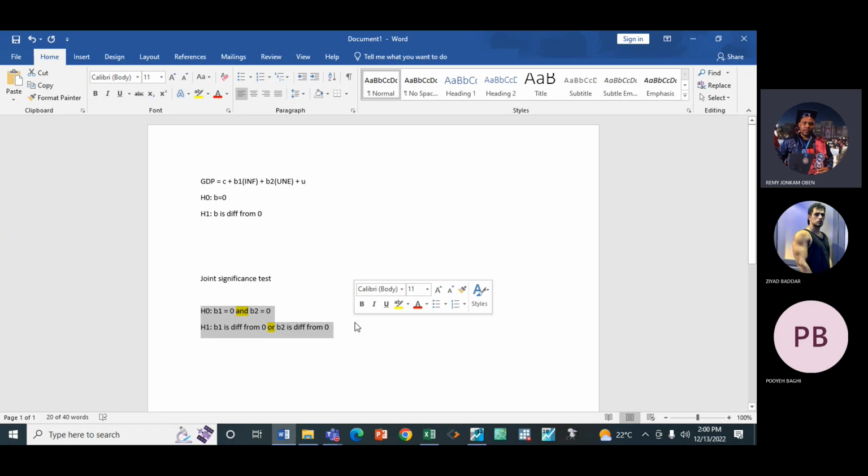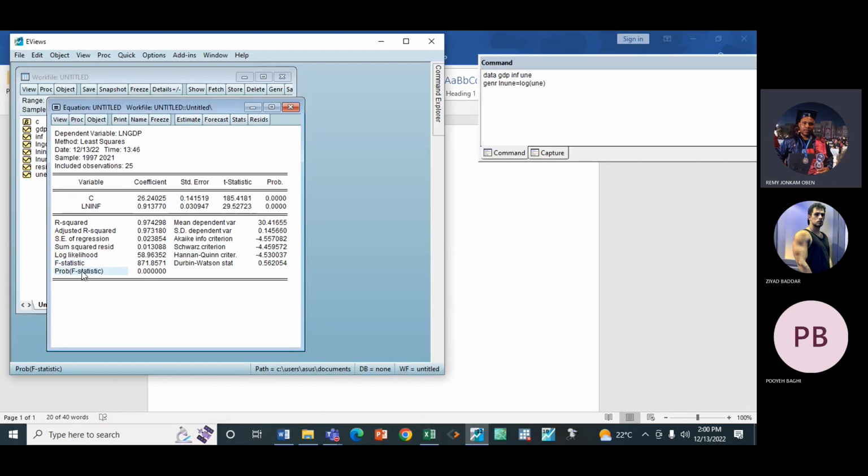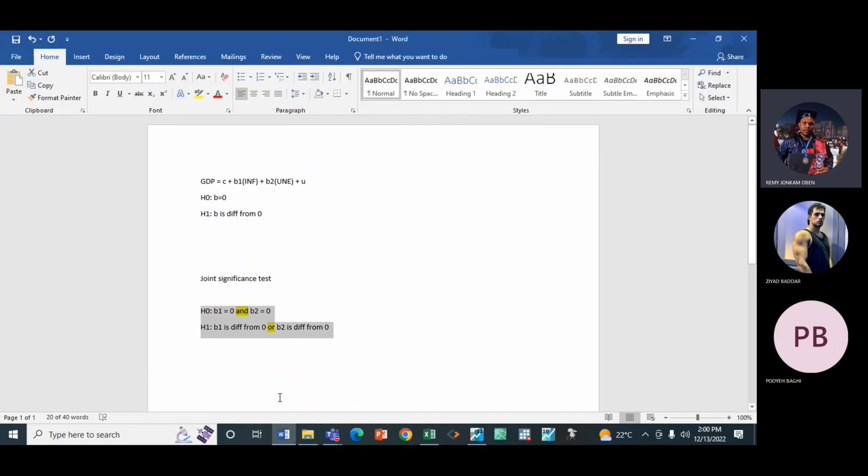Okay, now that we have seen the hypotheses, the next thing is to look at the probability value. So look at this probability value here, the probability of the f-statistic. It is 0, which means it is less than 5%. So since it is less than 5%, it means we can reject the null hypothesis, right?